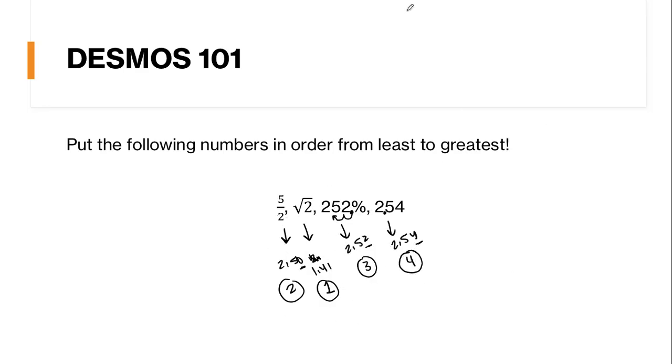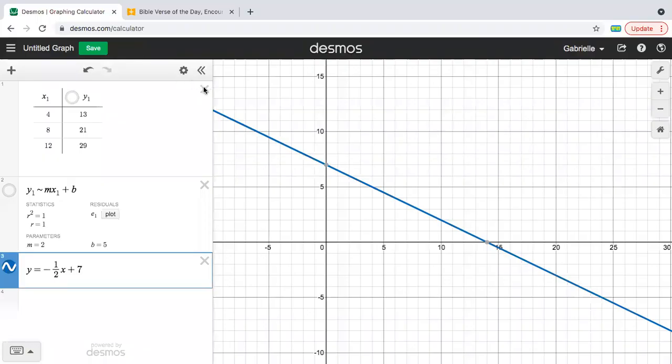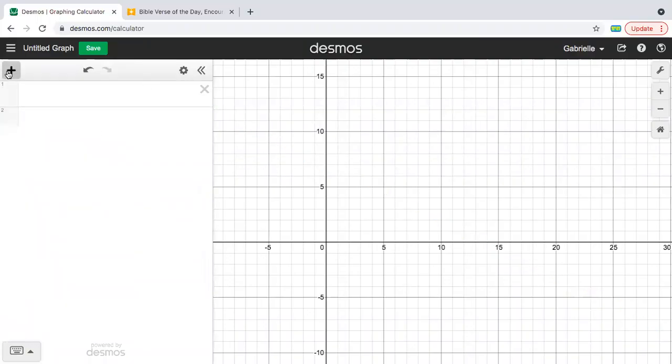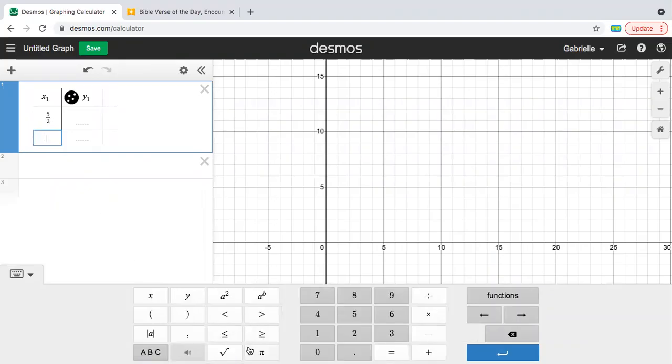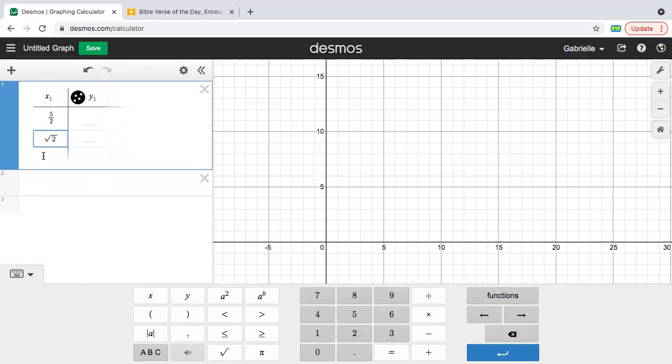Now, how do I figure out that order in Desmos? I have not shown this year because y'all have just absolutely knocked it out of the park doing those. But just in case you did want to check yourself, in the table, you can put those values in. So it was 5 over 2. It was the square root of 2. It was 252%, but instead of putting it as a percent, let's go ahead and put that as a decimal, so 2.52. And then the next number was 2.54.